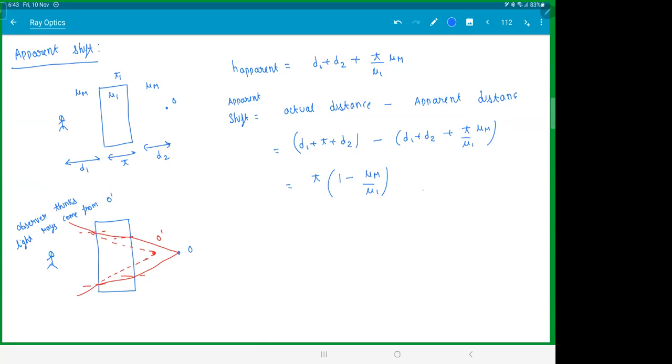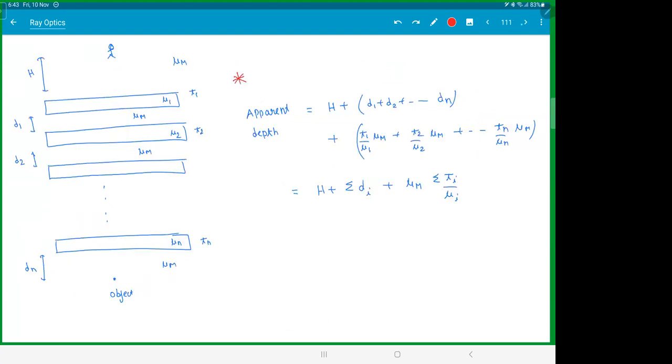The actual object is O, but you think it got shifted. So this distance O dash is your apparent shift. Whenever you keep a slab in between the object and the observer, he feels this thing has shifted by a distance of t into (1 minus mu_m by mu_1). Check it out. This is the same thing. We have just used this formula here: the apparent depth minus the actual distance is the shift.